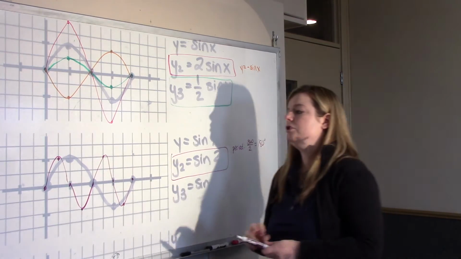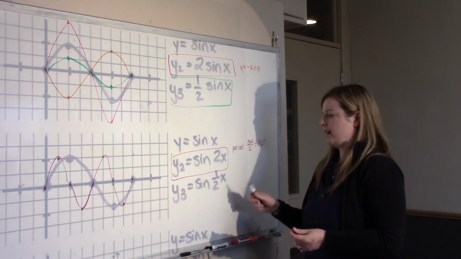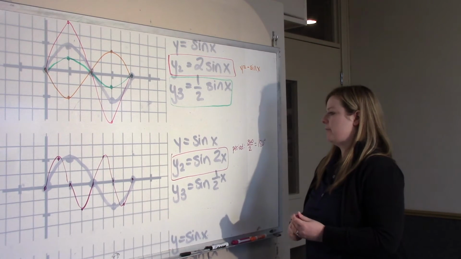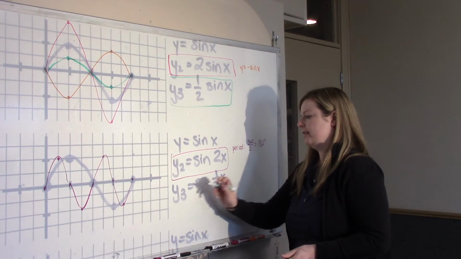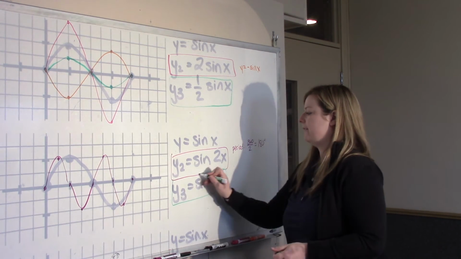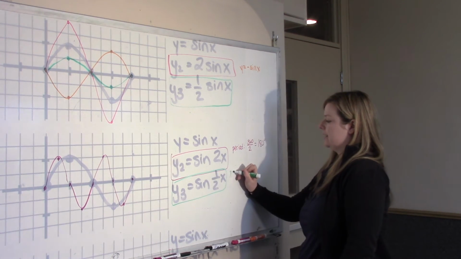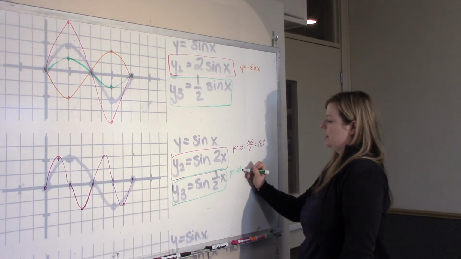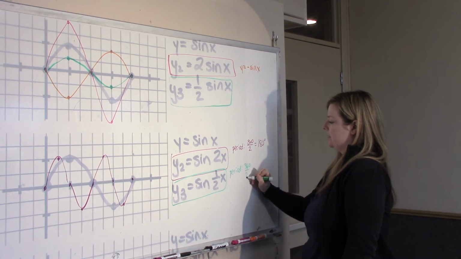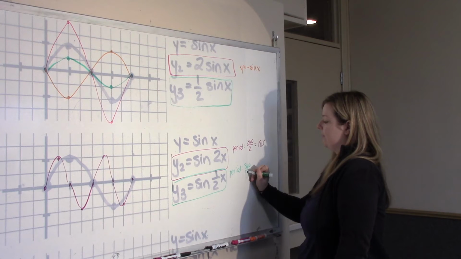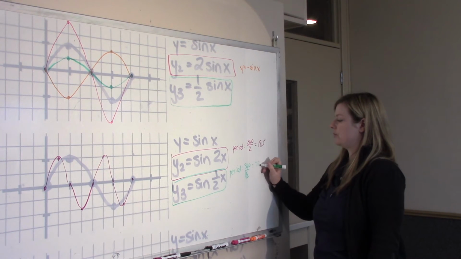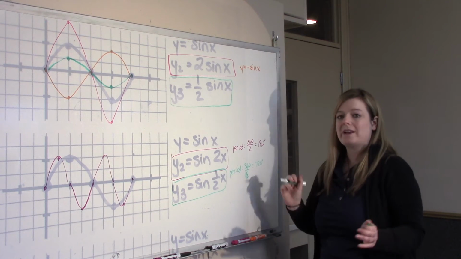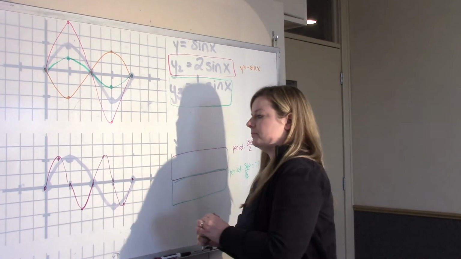So there we go. I have 2 cycles within the same amount of time. Okay? The period is 180. Now for sine of a half x, my period is now 360 divided by 2, divided by a half, which is the same as 360 divided by 2. So that's 720 degrees. So everything's twice as far out as it used to be.